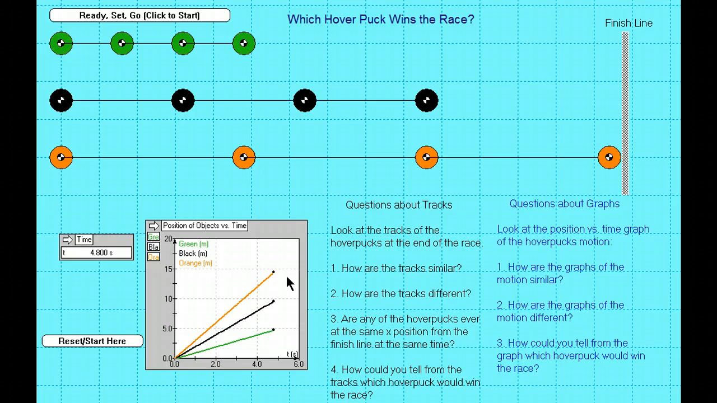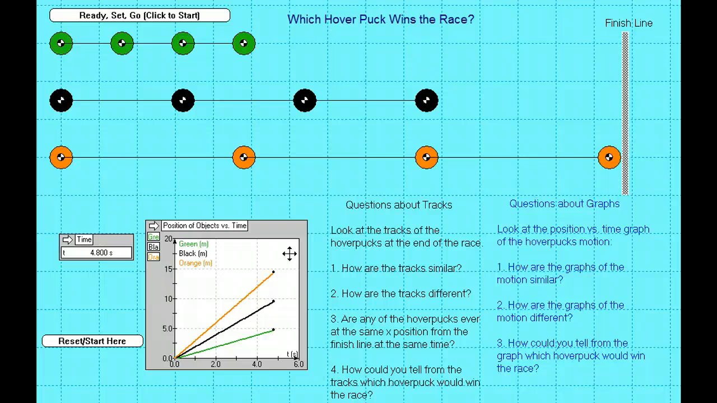Okay, so at this point, you can pause the simulation and answer the questions about the tracks, the tracks being these pictures here. So you want to look at how they're similar and how they're different. See what you think the spacing between them tells you about the motion. And then the questions in blue here are about the graphs. So it's about this graph here, the three different lines. Again, this is the green puck, the black puck, and the orange puck's motion, and what position they're at versus time.